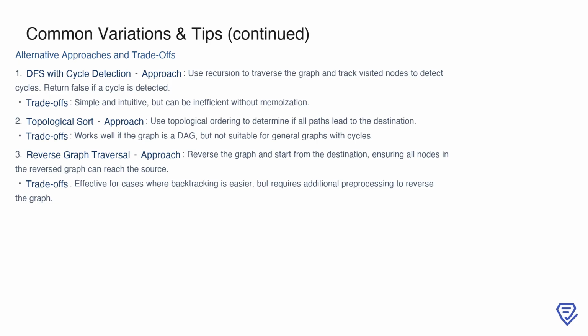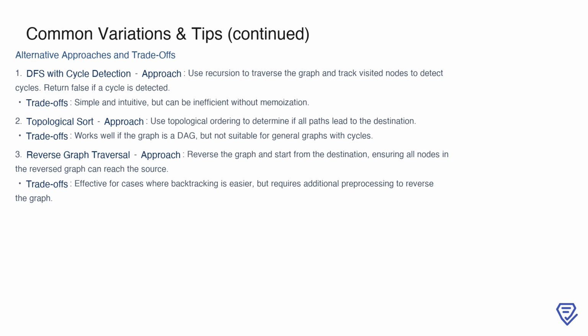One approach is using DFS with cycle detection. This involves recursively traversing the graph and keeping track of visited nodes to identify cycles. While this method is simple and intuitive, it can become inefficient without memoization, especially in larger graphs. Another option is topological sort, which uses topological ordering to determine if all paths lead to the destination. This approach works well for directed acyclic graphs but isn't suitable for graphs with cycles.